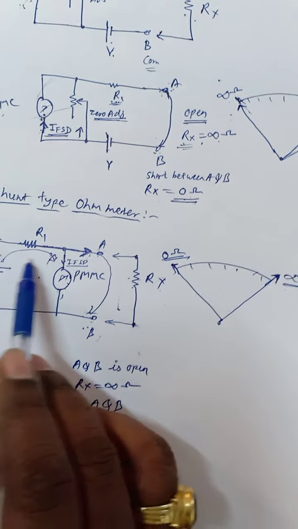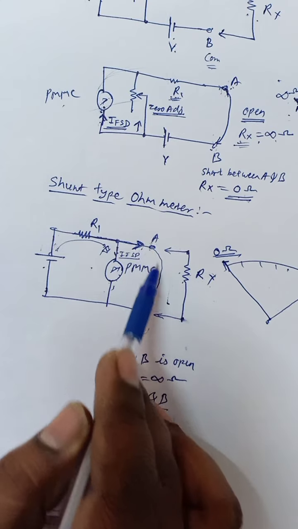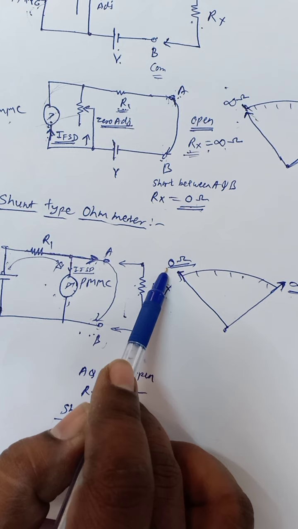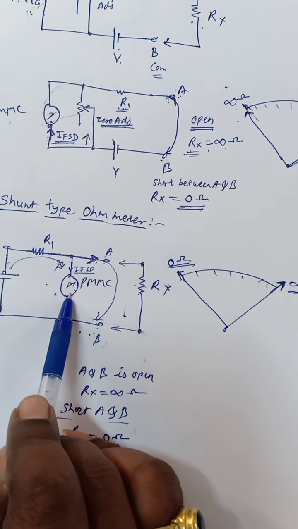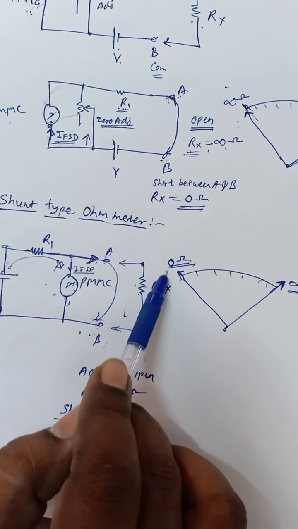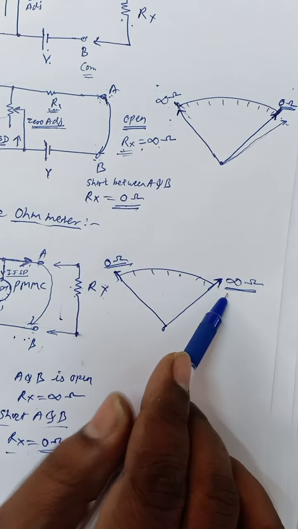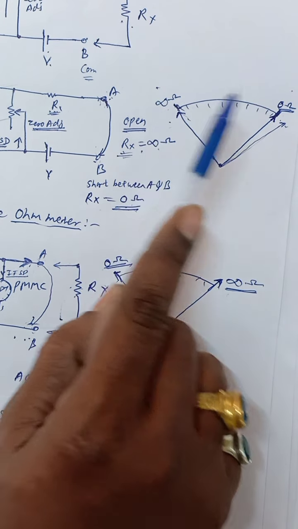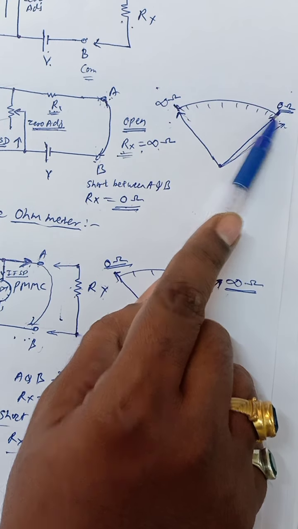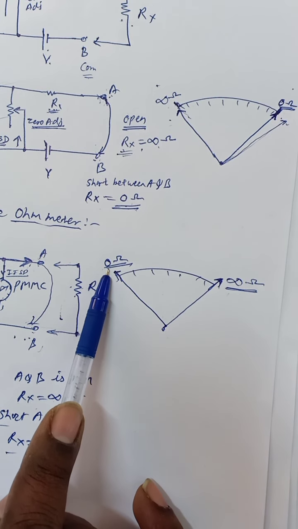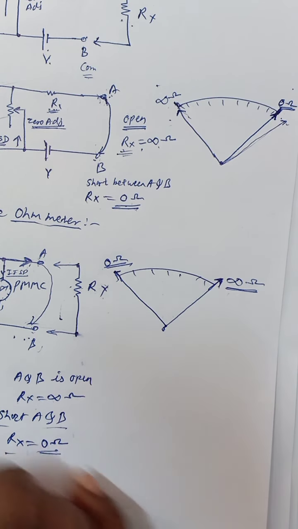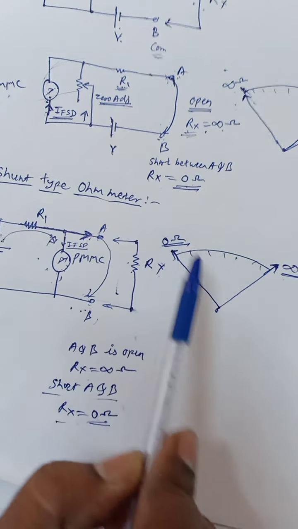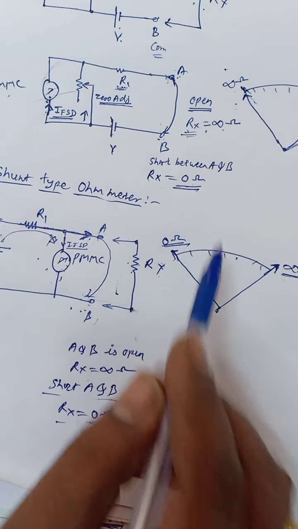As there is 0 ohm, total current flows through this A and B. There is no current through the PMMC, so here it indicates 0 ohm. As there is no current through the PMMC, the needle is at the resting position. So here is 0 ohm and here is infinite. If you observe this, for the series type ohm meter, infinite ohm is on the left hand side and 0 ohm is on the right hand side. Here in the shunt type, 0 ohm is on the left hand side and infinite ohm is on the right hand side. So this is the difference between the series type ohm meter and the shunt type ohm meter scale.